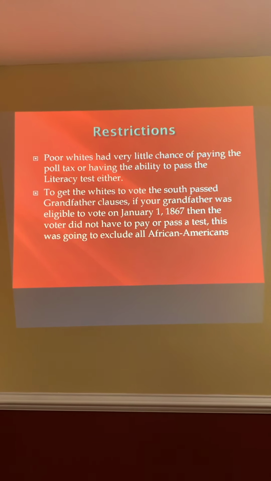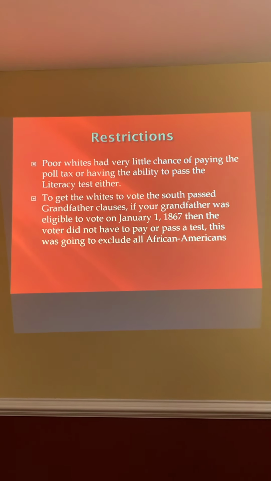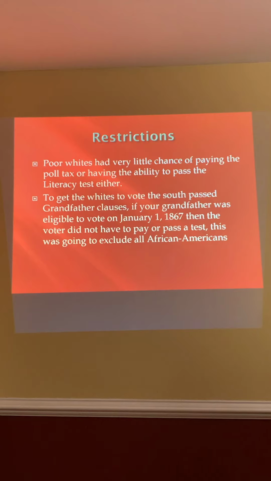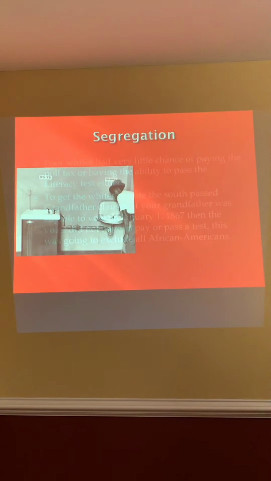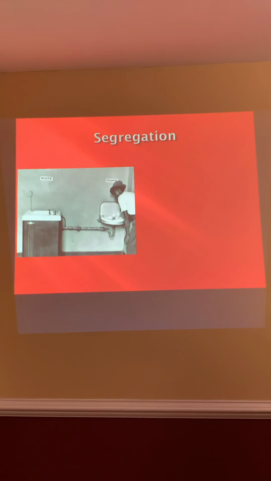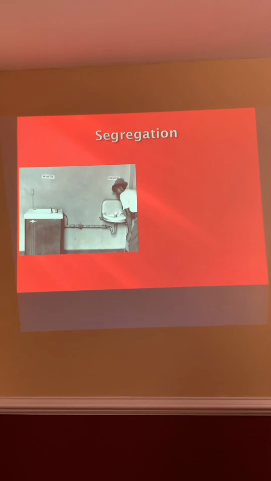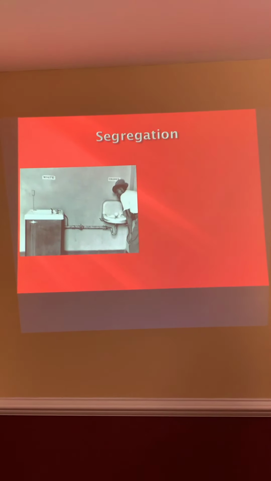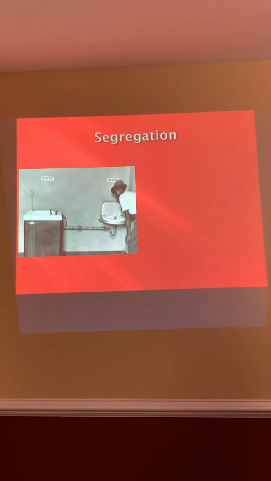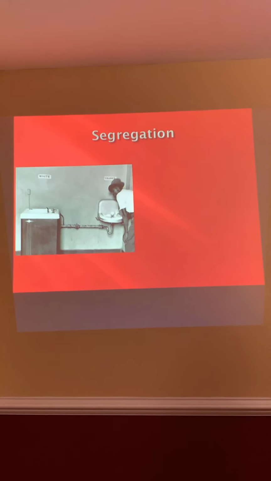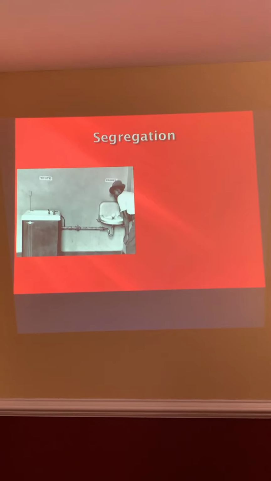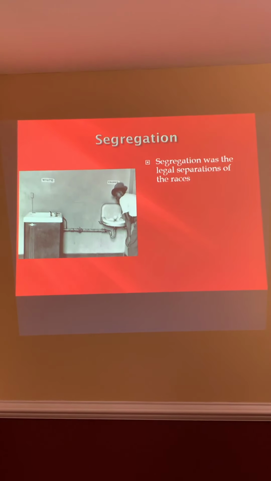So they're saying you have to pay this tax, or you have to do this section of the Constitution. It doesn't affect the whites anymore; they can vote. So all sorts of problems happen because of that. With those poll taxes, with those voting restrictions, a lot of Democrats are going to come back into power. And they're going to start to do all sorts of restrictions, like segregation.